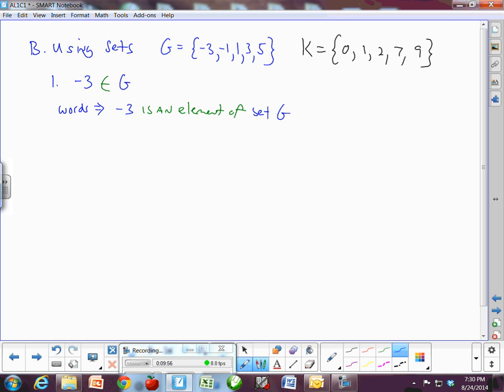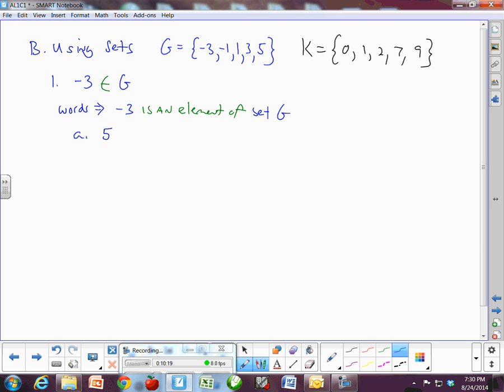And that's true, right? If you look at set G, -3 is an element of set G. We could have said -1 is an element of set G, 1 is an element of set G, etc., etc., etc. All right? Is an element of. Let's come underneath this little a. How about something like this? Is this a true statement?